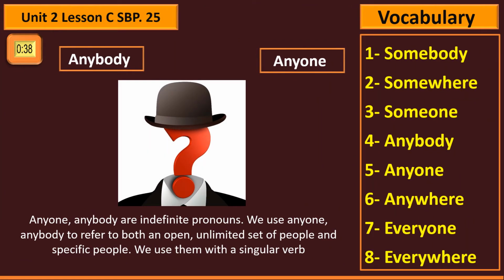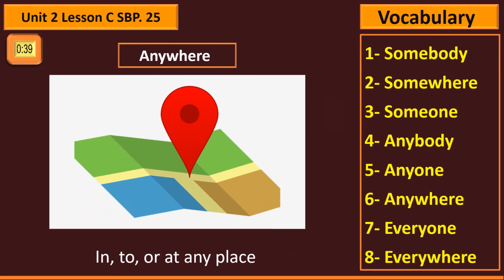We have here anybody and anyone. Why do we use these? Anybody and anyone are indefinite pronouns. We use anyone and anybody to refer to both an open, limited set of people and specific people. We use them with a singular verb. Then I have anywhere, in, to, or at any place. That's it.